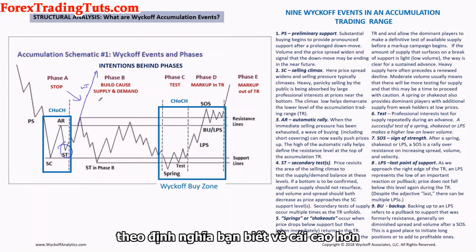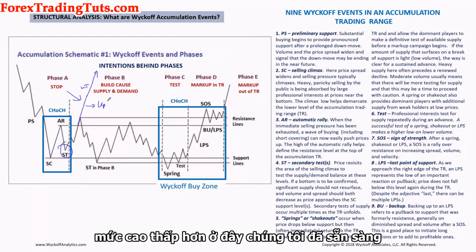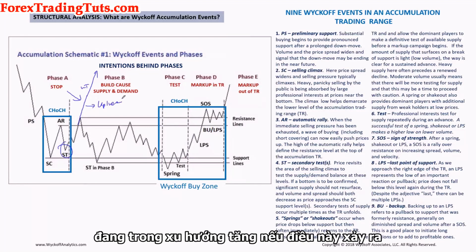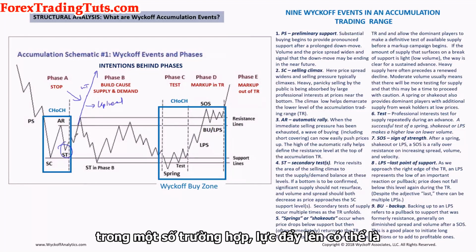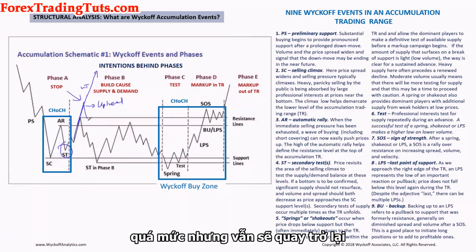Well, by the definition of the highs and higher lows, here we already would be in the uptrend if this were to happen. In some instances, the upthrust could be overextended, but still will come back into the trading range. That's just the definition of phase B, right?